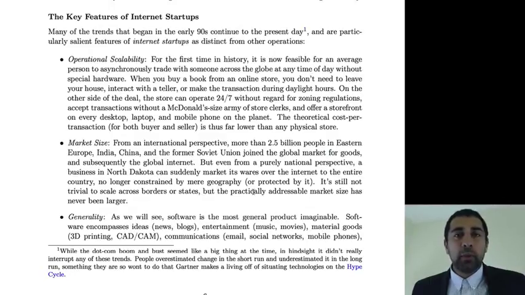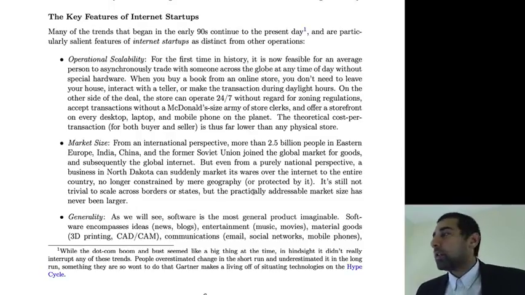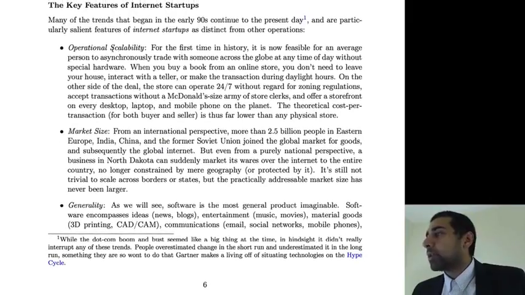But let's dive into a little bit more detail and talk about some of the key features of internet startups, or startups that have some portion of the internet, what I'll call titrated or hybrid startups. So, what are the key features of internet startups? One of them is something that we'll call operational scalability.